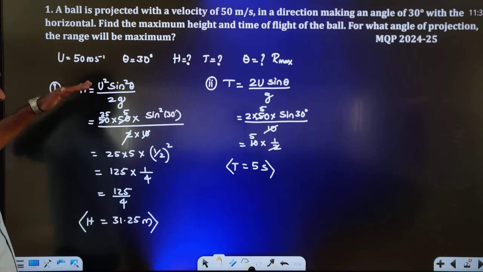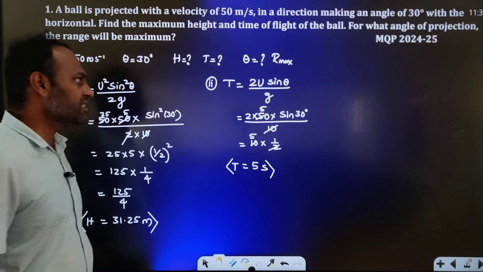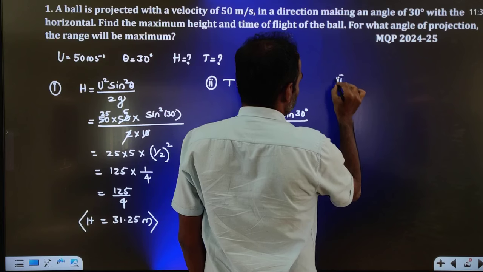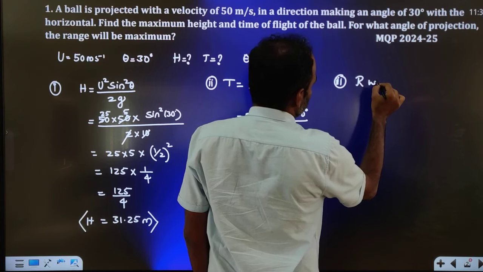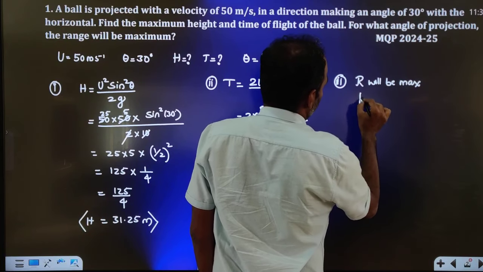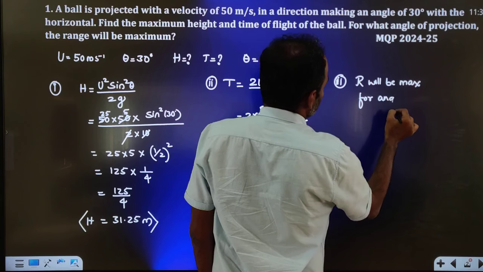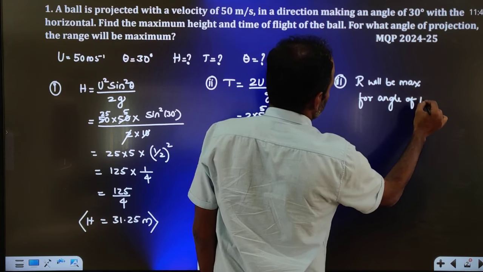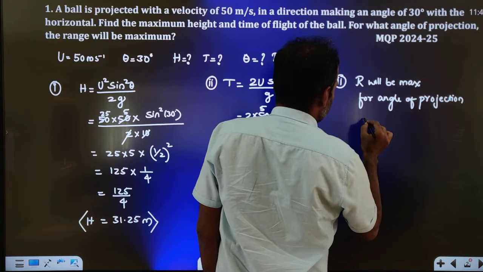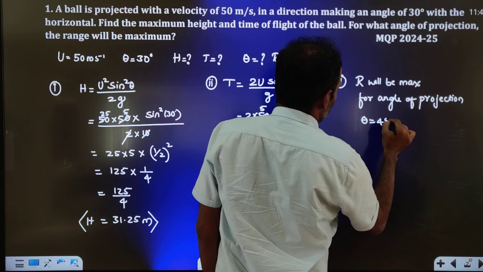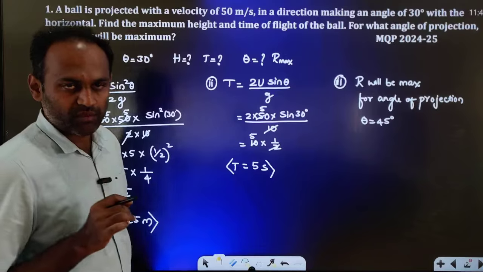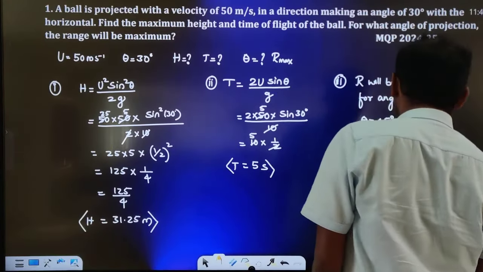We calculated maximum height and time of flight. For which angle will the range be maximum? The third thing is range maximum. Range will be maximum as per the standard result for angle of projection theta equal to 45 degree. So for 45 degree angle of projection, the range will be maximum. Okay, let us go to the next question then.